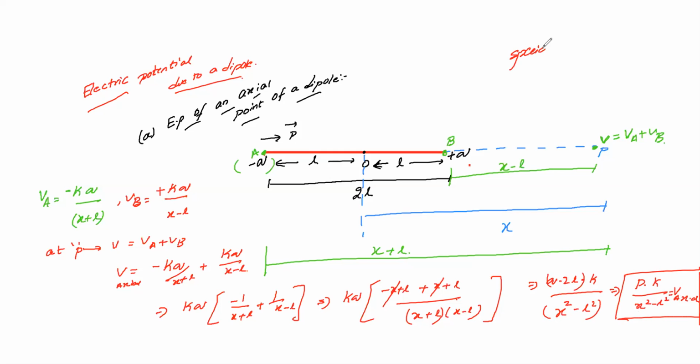In this itself, there is a special case. So the distance x is much greater than L. So in the squares, if distance x square is much greater than L square, then in the x square we can neglect L square. So V axial is equal to Kp by x square. V axial is equal to Kp by x square. So this is your axial point.